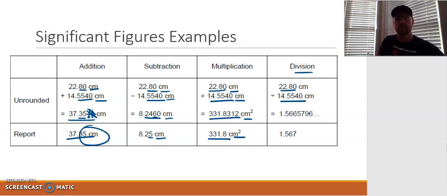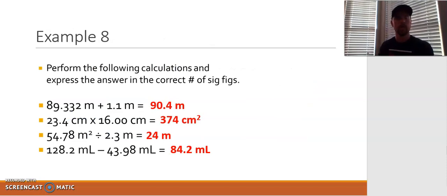We are dividing, and so it needs to be the lowest number of sig figs. If we think about how to round this number to 4 significant figures, we have the 1.566, but then this 5 is going to round that 6 up to a 7. Notice when you take a centimeter divided by another centimeter, the centimeters cancel, and so notice how this number doesn't have any units. So always make sure you're catching what's happening to the units as well.